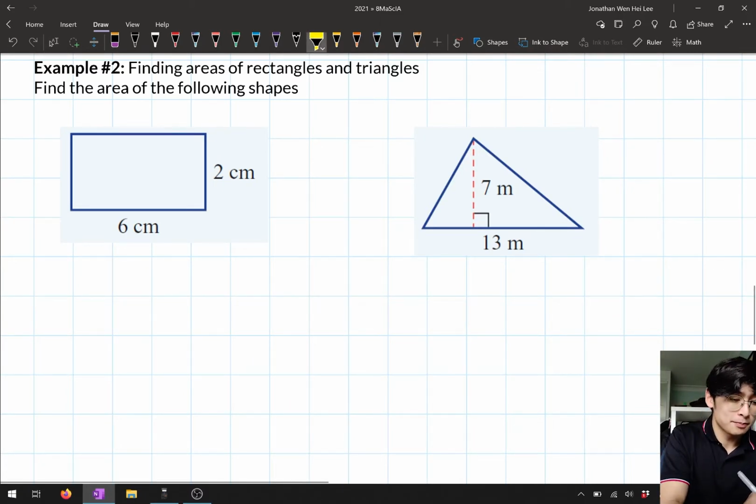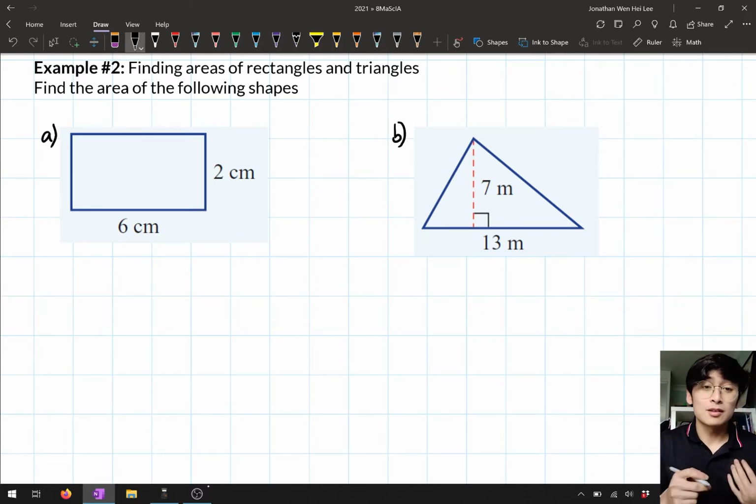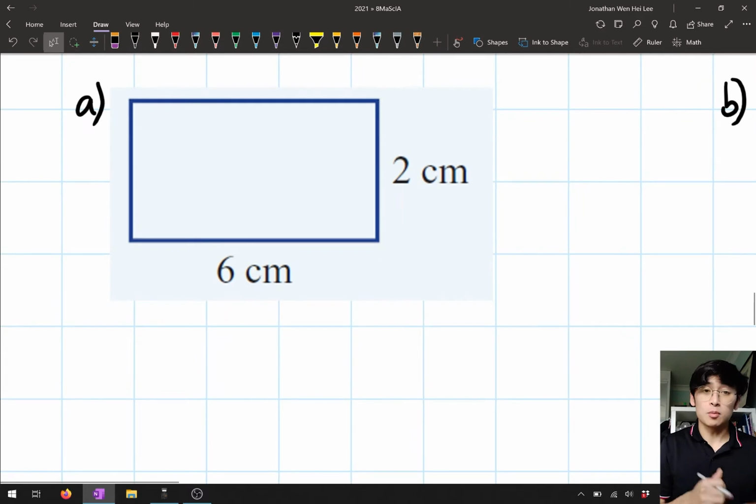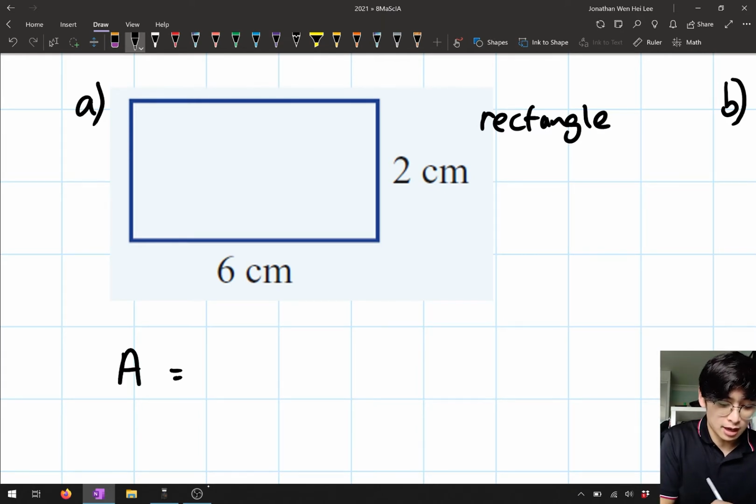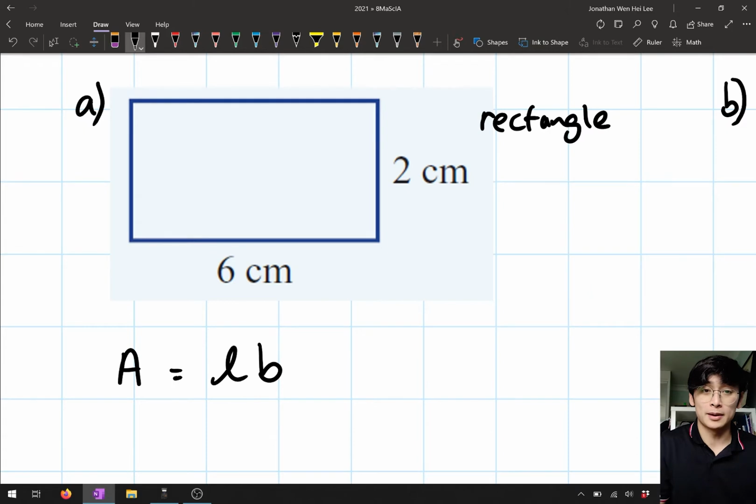I'm going to call them A and B. A and B. So let's have a look at the first one. Now if we have a look at the shape, what shape is this? Well, this one is a rectangle. And so with our rectangle, the area formula is just L times B, or LB.